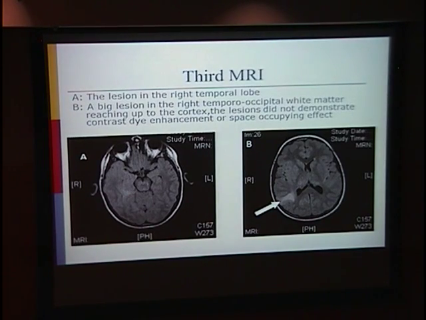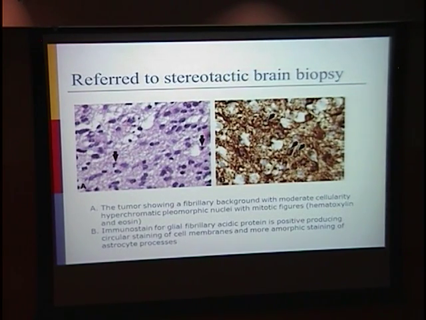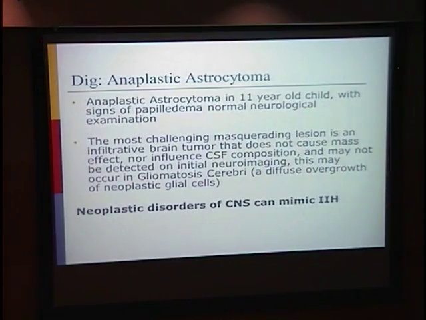This is his third MRI, and the third MRI saw a lesion, you see here, in the temporo-occipital right matter. I think here it's a bit better, here and here, a kind of diffuse lesion. So we referred him to stereotactic brain biopsy.